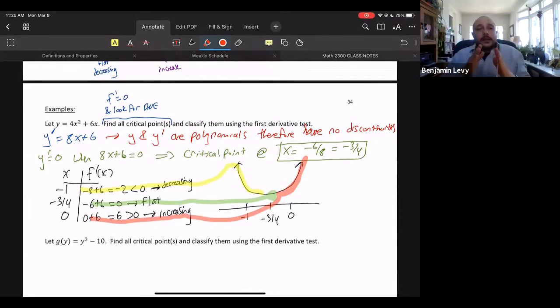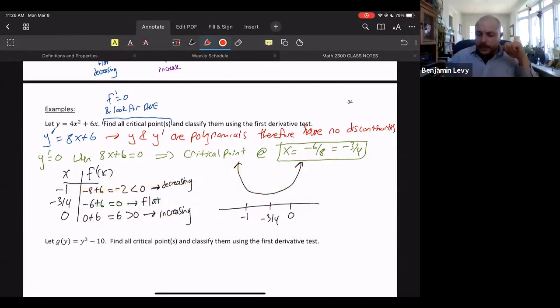Now you want to pick points kind of close to it, right? Now, if there's only one critical point, it doesn't matter. But if you've got a bunch of them, you don't want to skip over one by picking something too far away. So pick something easy to plug in. -1 and 0 are easy, but not way far away from it. Can I clarify anything there?